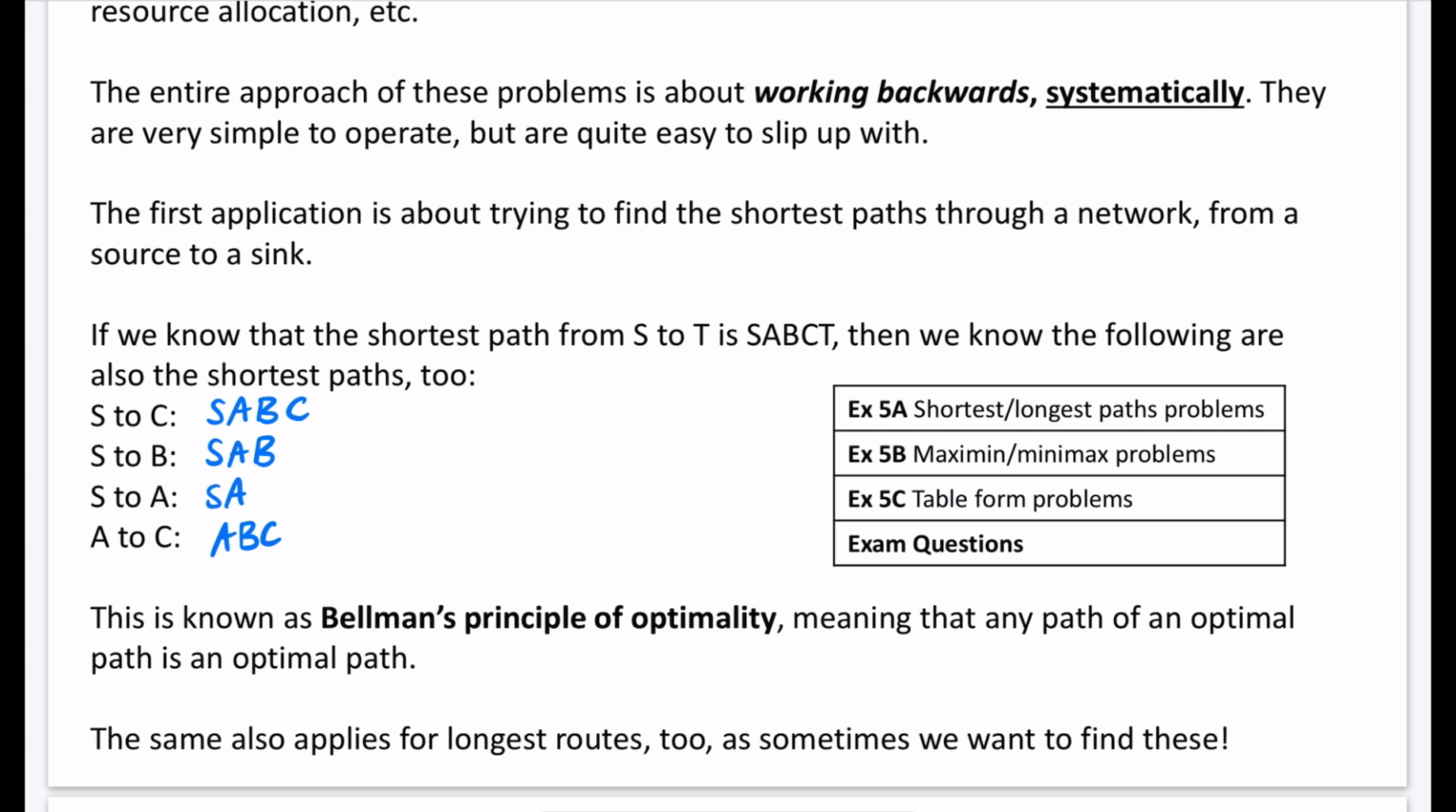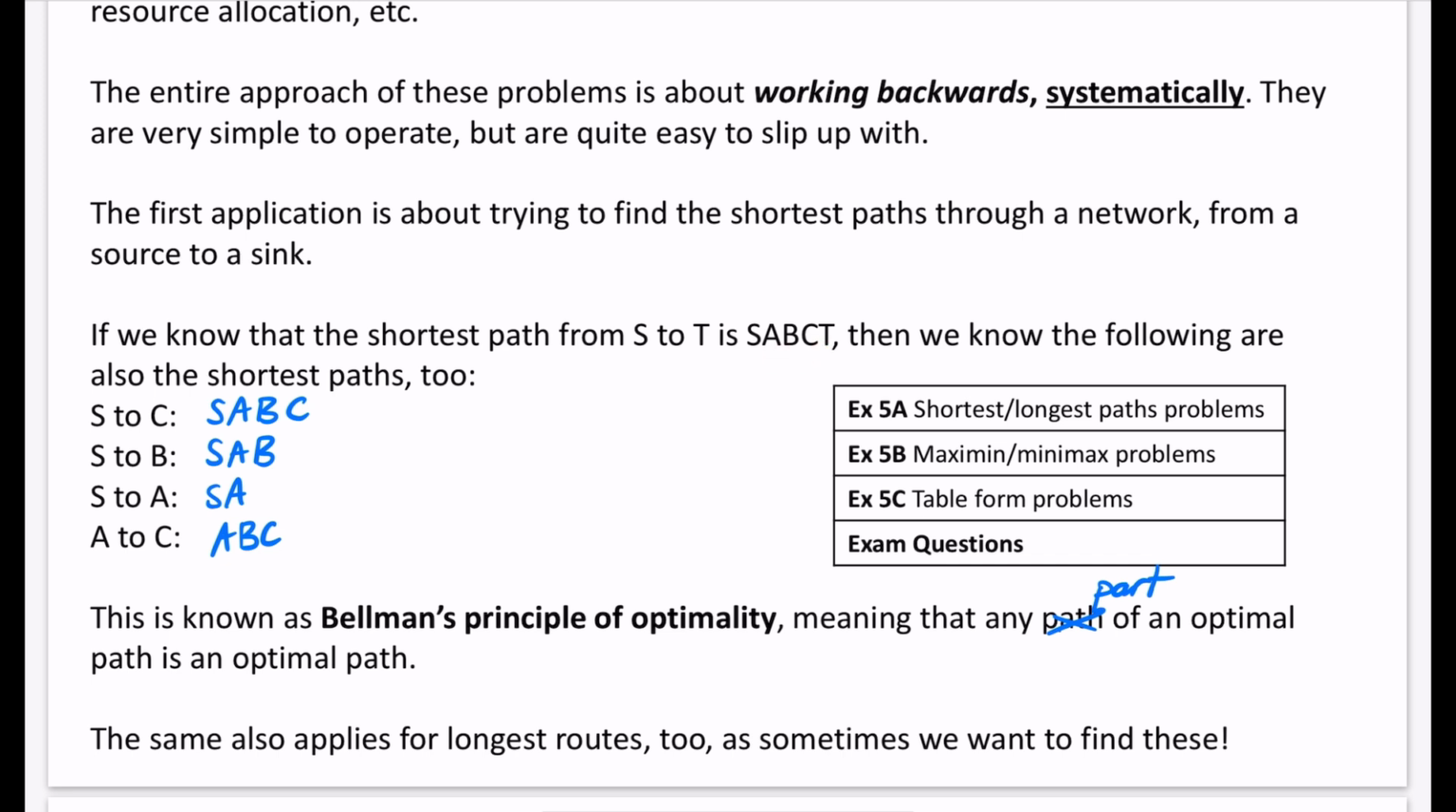So really what I'm trying to demonstrate here is Bellman's principle of optimality, meaning that any part of an optimal path is an optimal path. For example, this path SAB is a section of it. Let me just change that. It should say any part of an optimal path is an optimal path that we've got. So any little section of this is also the shortest route between those letters that we have there.